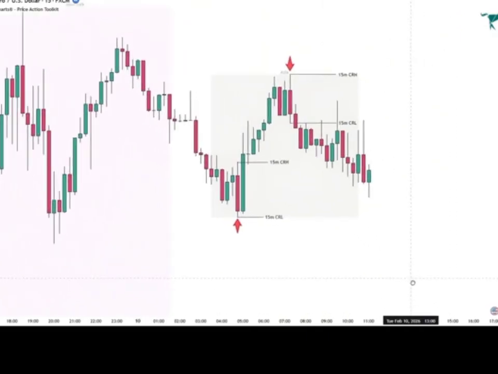The next step is simple. Wait for the London Open and monitor price until it enters one of those CRT range candles. Now, as you can see, price starts pushing toward the upper CRT range, which tells us it's more likely to sweep the liquidity above the Asian session first.